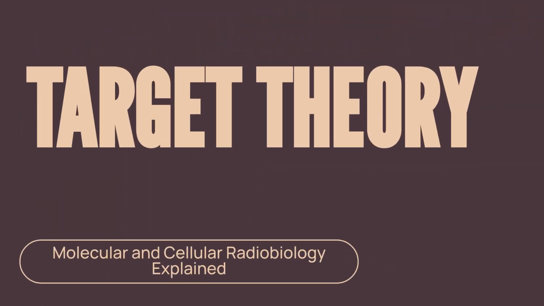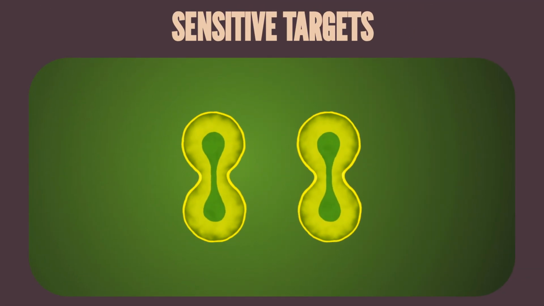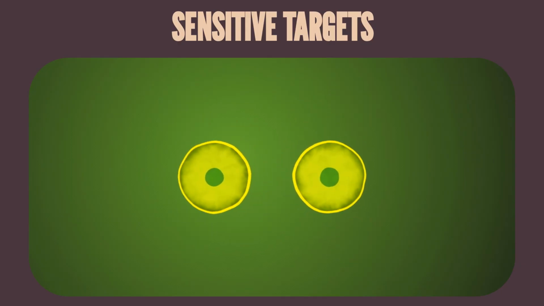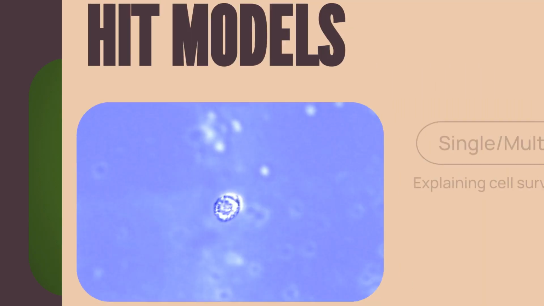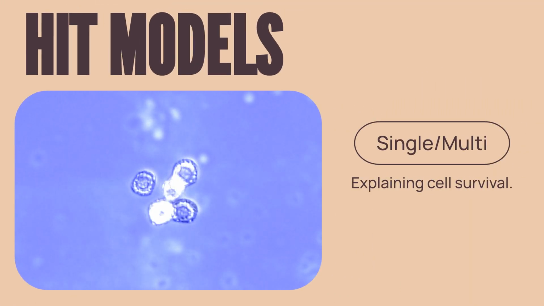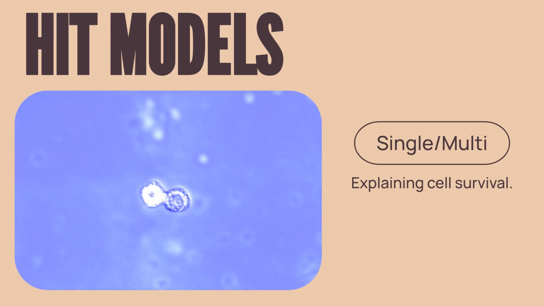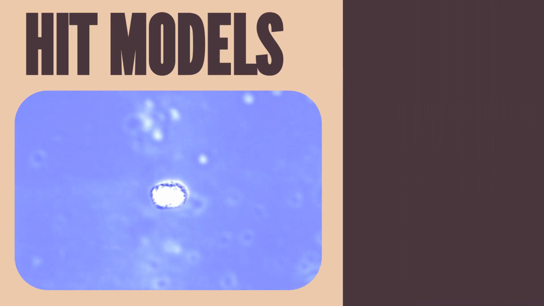Now we turn to the principles of target theory, a fundamental concept in radiobiology. Target theory posits that critical cellular components, or targets, must be hit by radiation to produce a biological effect. The most sensitive target is often DNA. This theory includes single-hit and multi-hit models, which describe how many "hits" by radiation are required to inactivate a cell or target, influencing cell survival curves.